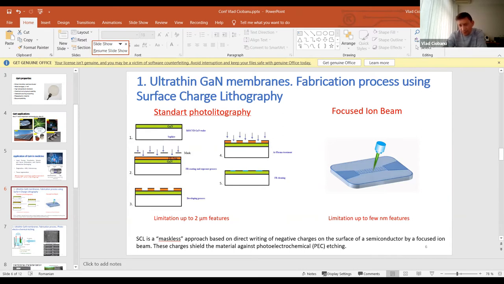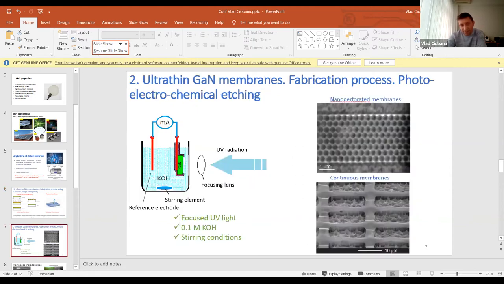Another way is to use the focused ion beam, where we scan a desired pattern with gallium ions from the gallium source inside the system. In this case, we have a limitation of up to a few nanometers. Basically, during this step, we are inducing some deep defect states into the material, which will trap the negative charges. Generally, surface charge lithography is an approach based on direct writing of negative charges on the surface of a semiconductor. The charges will shield the material against the photoelectrochemical etching step, which is the next one.